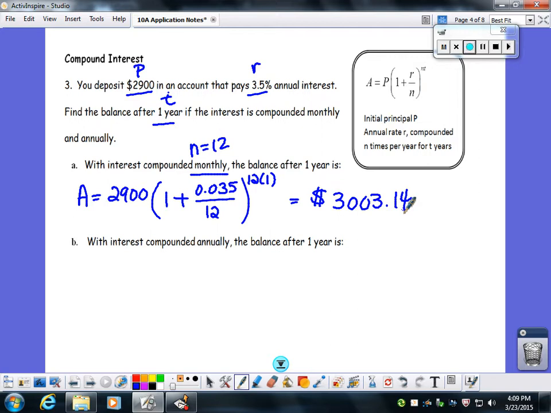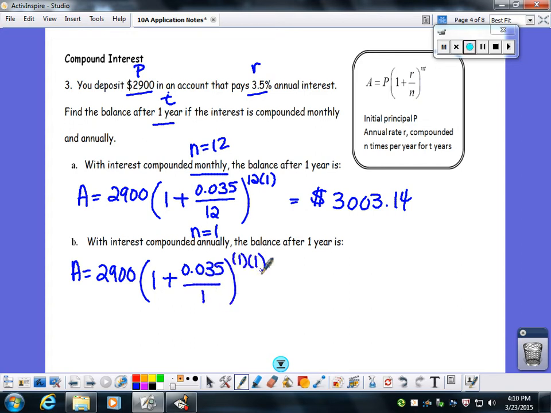Okay, let's compare that with B, with interest compounded annually. So that means n is equal to 1. All right, so they're only going to figure our interest one time a year, whereas in A they're going to figure it 12 times a year. Okay, so let's figure that out. So A is equal to 2,900 times 1 plus my rate again, over 1 this time, and then n is 1, and t after 1 year is 1. All right, here again, take a moment, put that in your calculator.